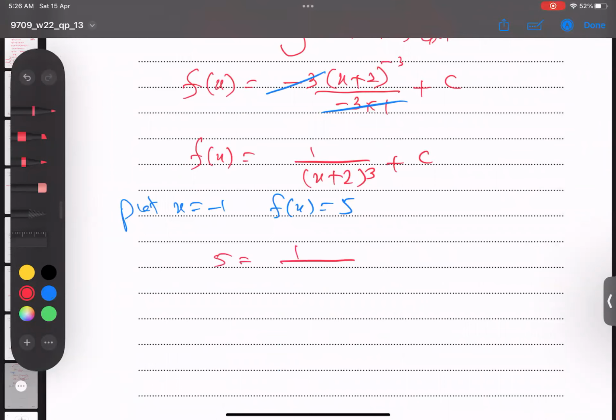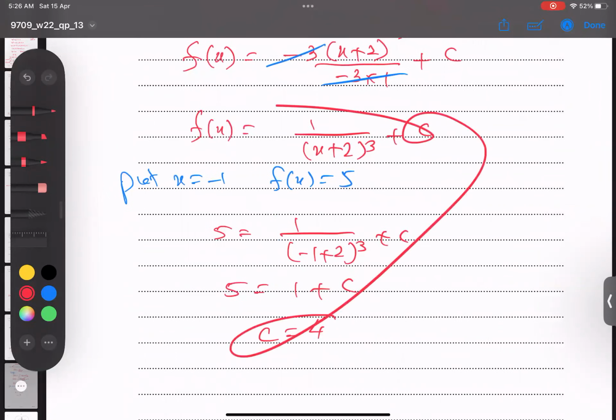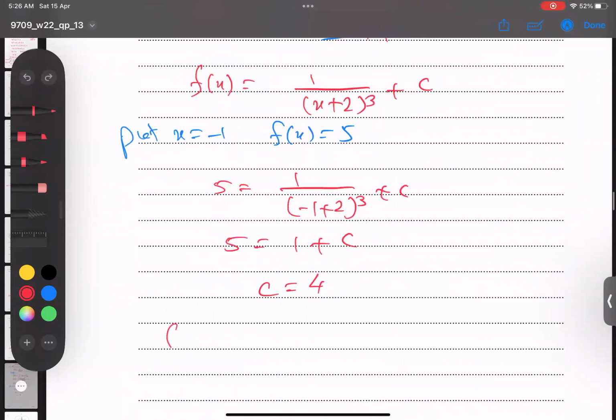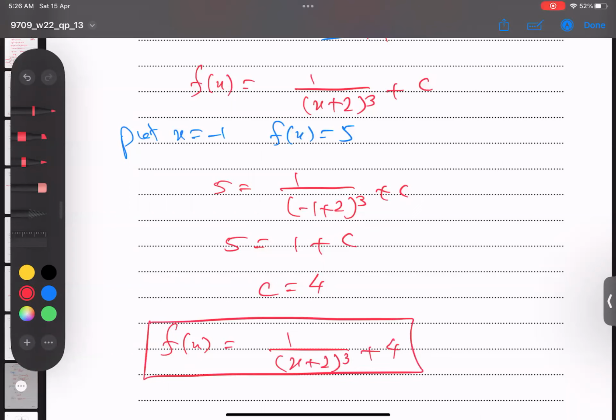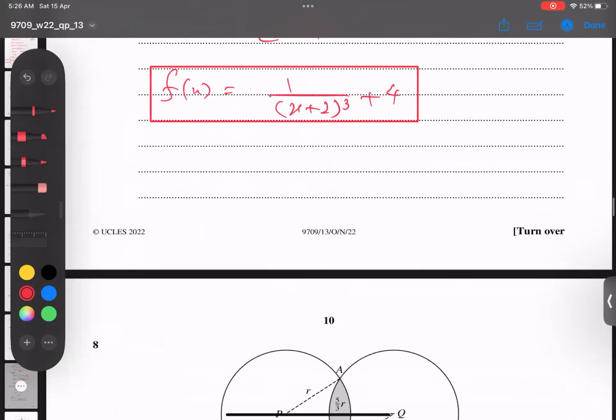5 equals 1 over negative 1 plus 2 to the power 3 plus c. And 5 equals 1 plus c, and c becomes 4. Don't stop here. Plug it back into this equation. So f of x is equal to this, my final answer, which I am going to write for you. I believe this point is very clear. Now, let's go for the next question.